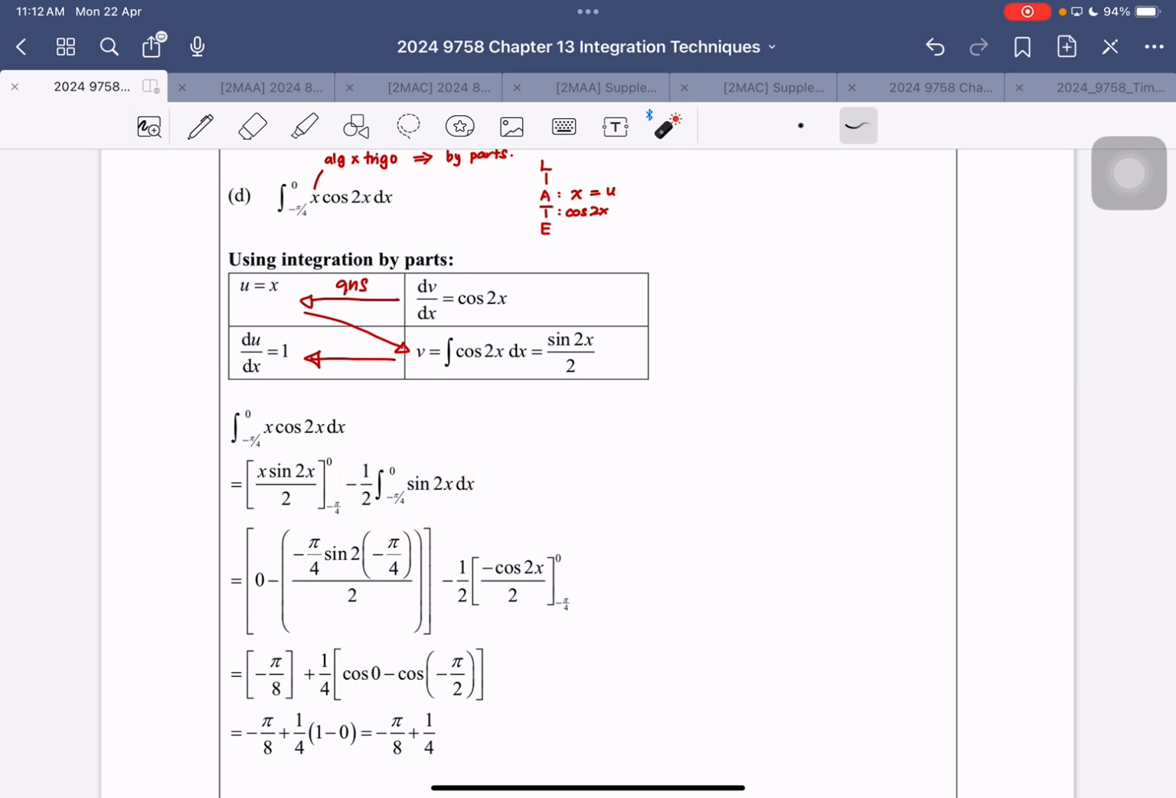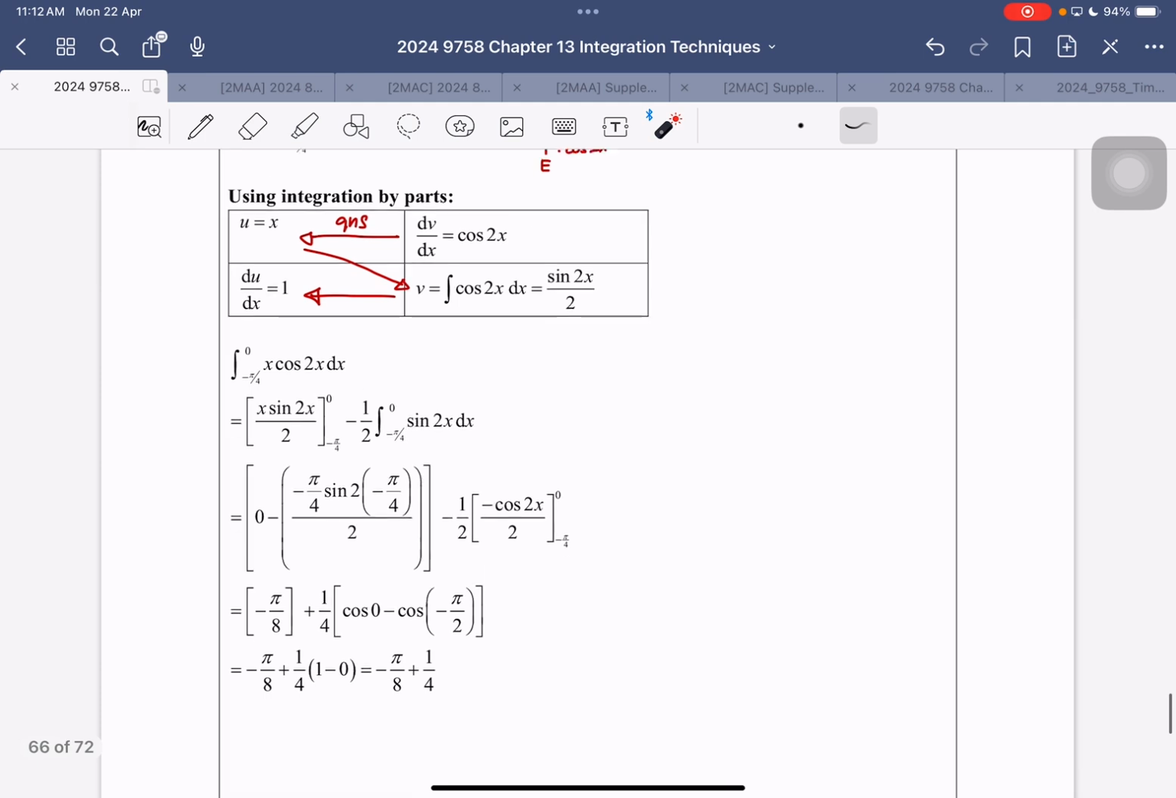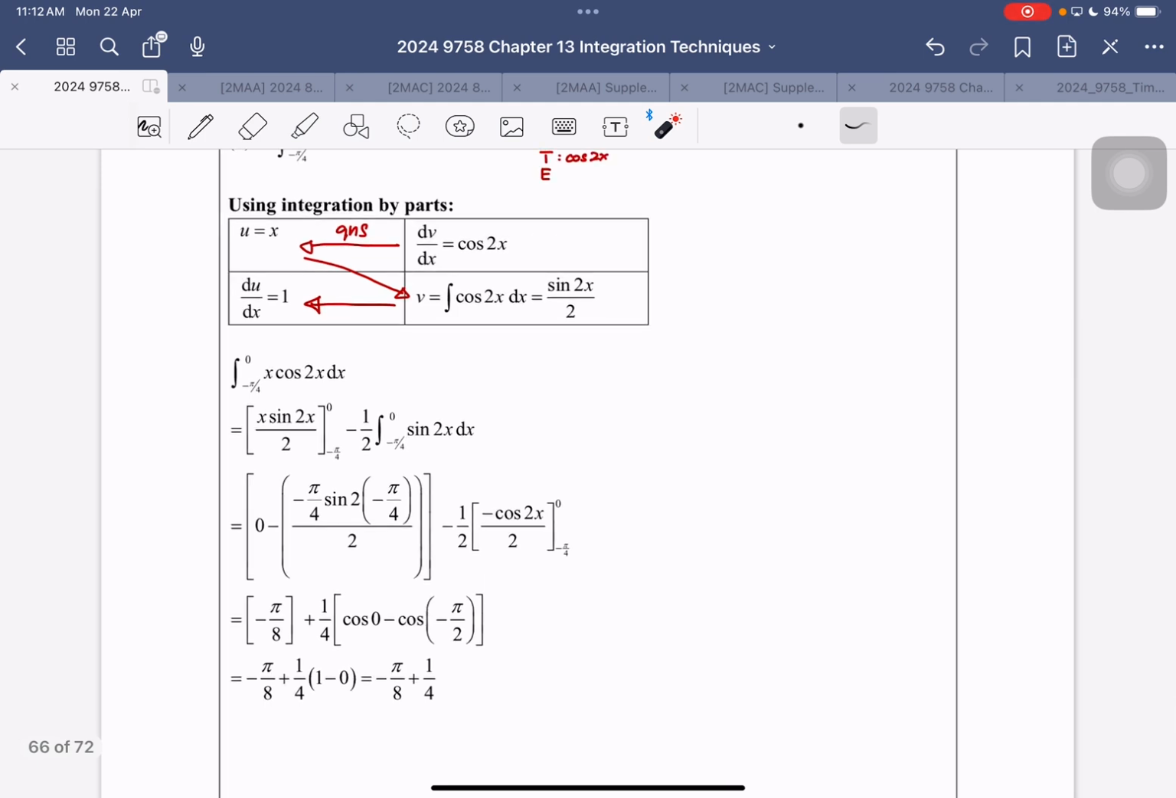When you integrate, you will need to sub in the limits. For sine and cosine, especially when the angle is 0, pi over 2, pi over 4, all this, you need to know the exact value of the angle, or the exact trigo ratio.